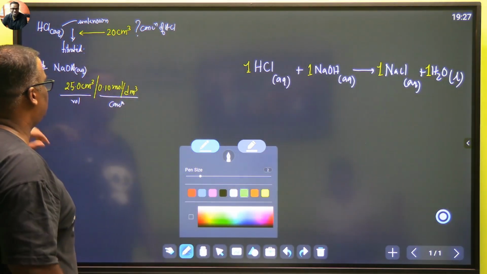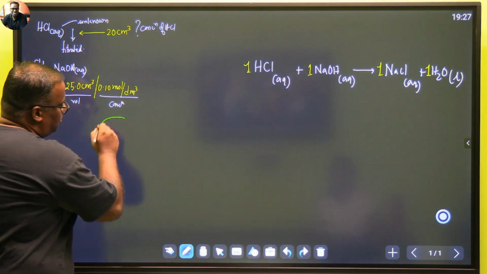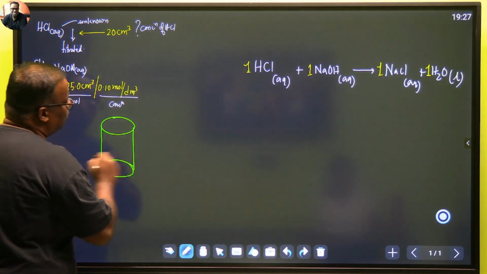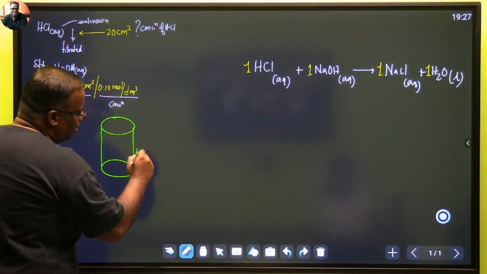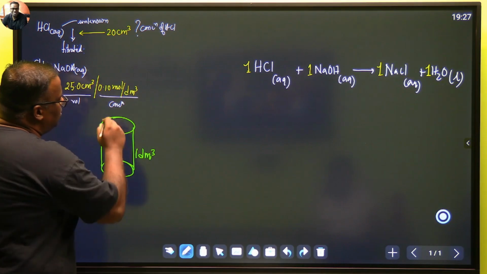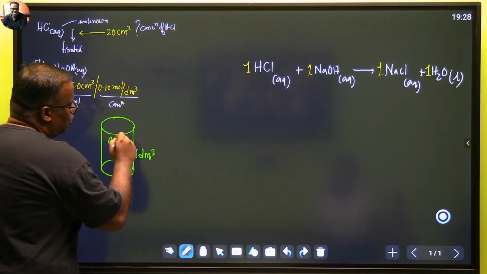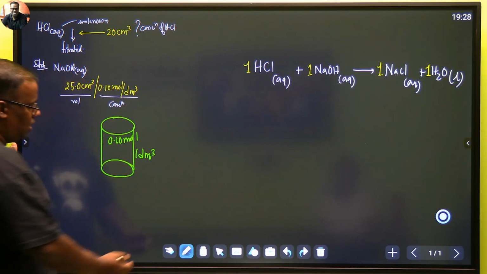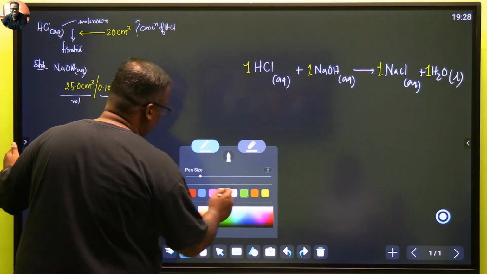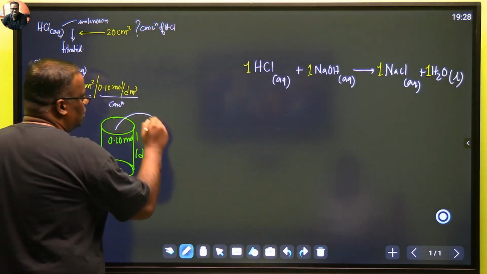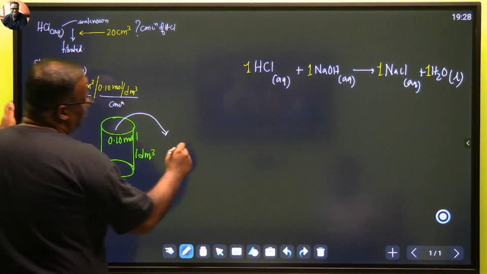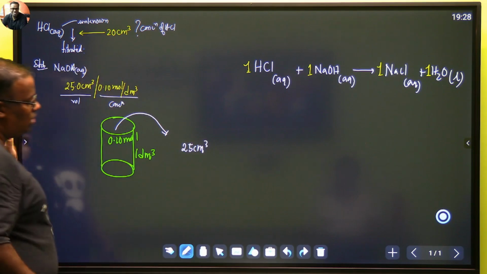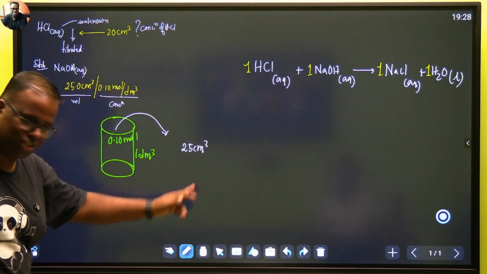Now look at this HCl. This HCl was prepared by a friend called Kirtan, and Kirtan prepared it in what manner? He took 1 dm cube. In 1 dm cube, how much is present? 0.10 moles are present. From here, our friend Sahasra has sampled out. How much has she sampled out? 25 centimeter cube.